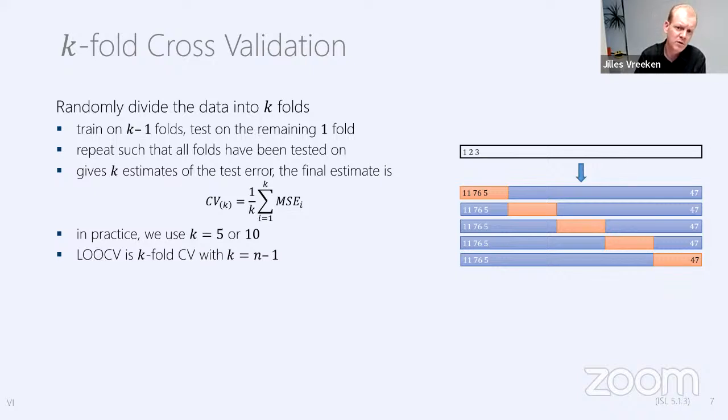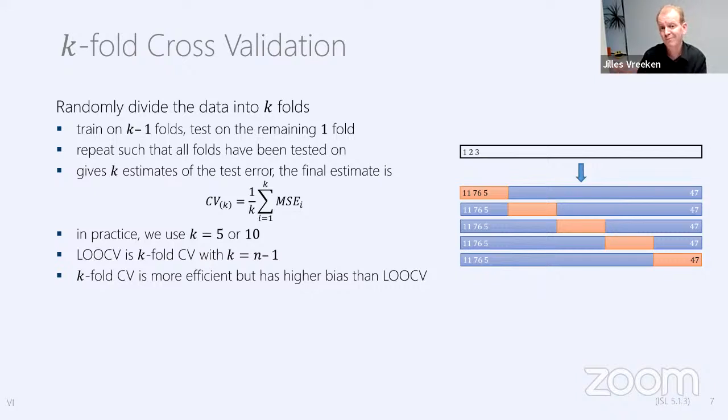Now, one of the advantages of k-fold cross-validation is that it's much more efficient than leave one out. However, it also has a higher bias because you have less training data, so we don't maximize the training data as much as we do in leave one out. So there is a bit of a trade-off between the bias and the value of k. The higher the value of k, the lower the bias, because we have more training data.